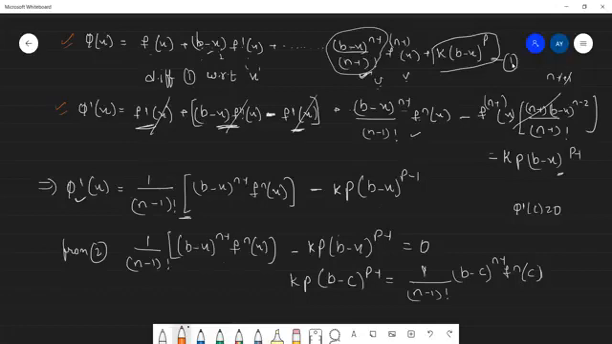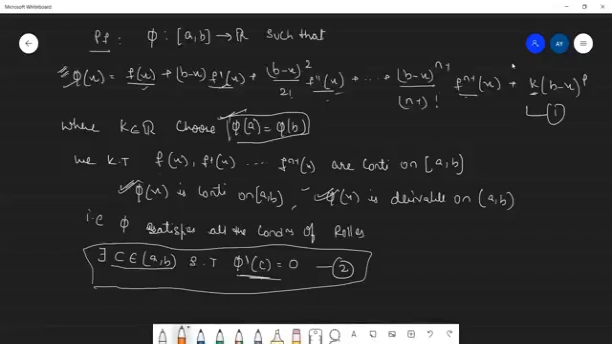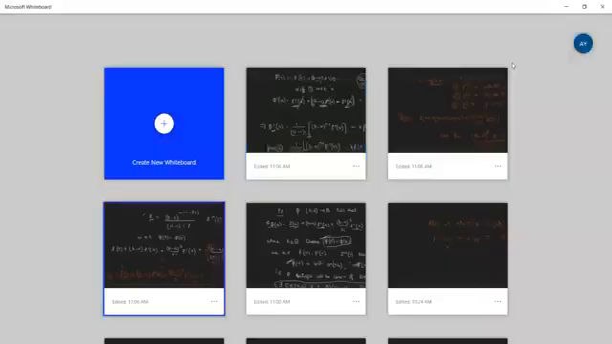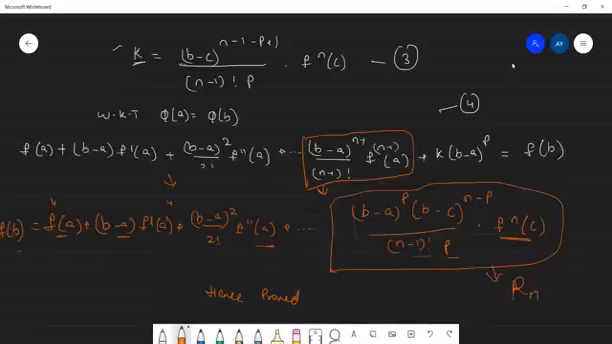After all the cancellations, this is what we'll have, f dash of x. And then you'll have this one. You have to substitute the k value. After substituting the k value, what is it that you'll get? There exists something. This is the starting of the proof, and this is the ending of the theorem. So this is what Taylor's theorem says. Am I clear till here?